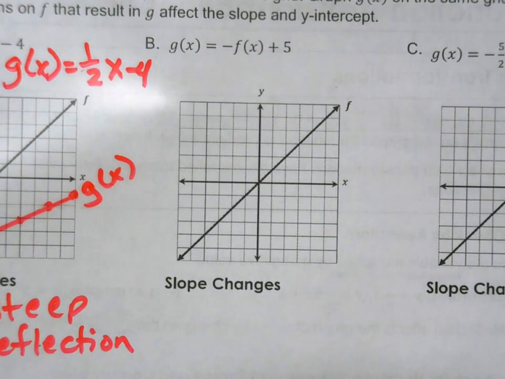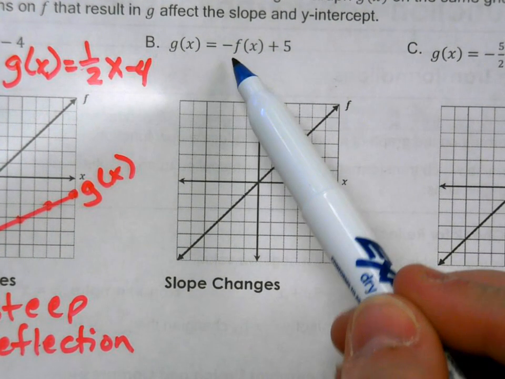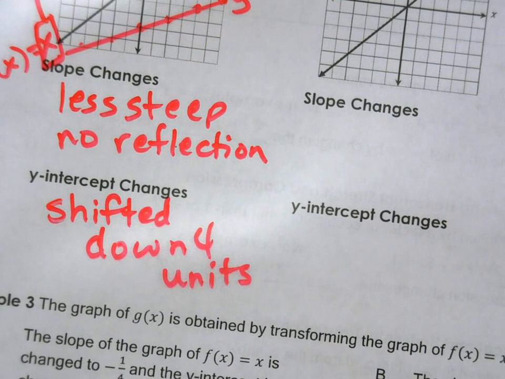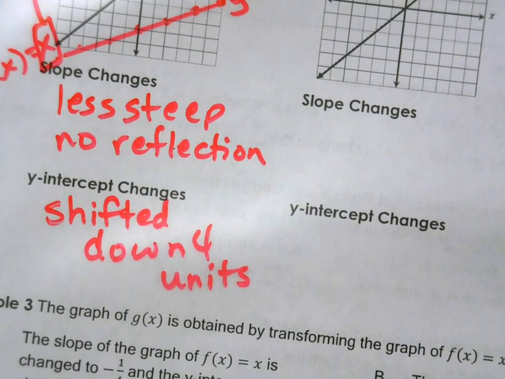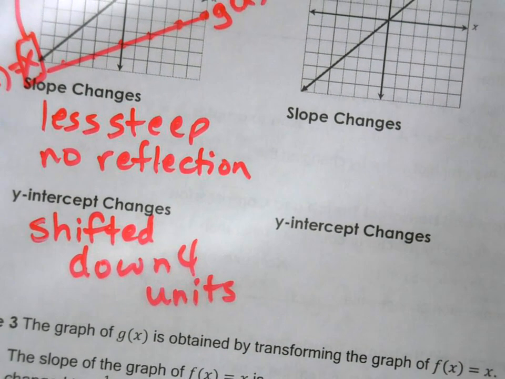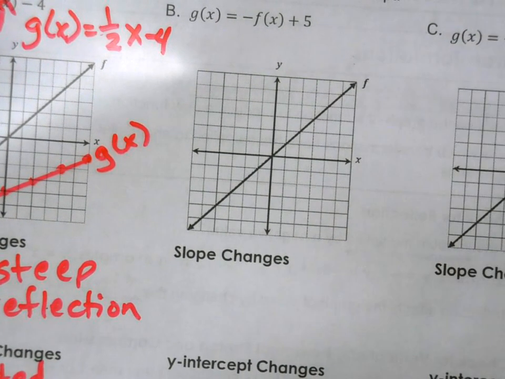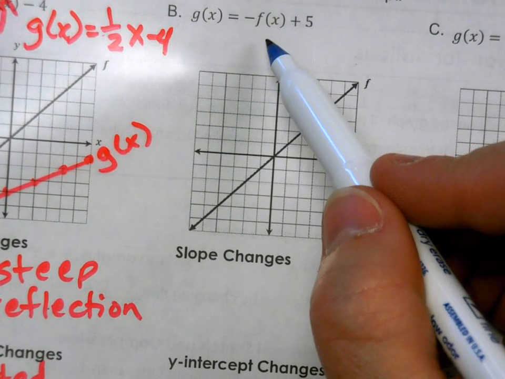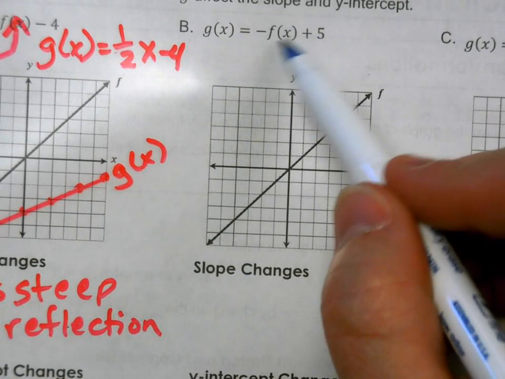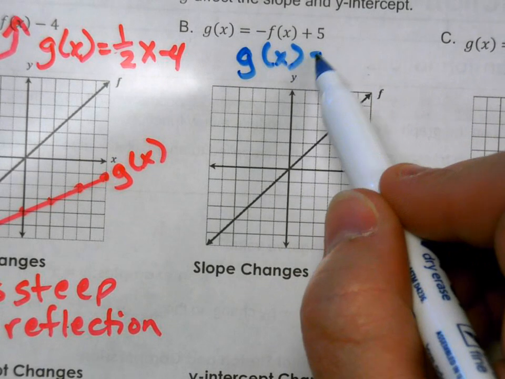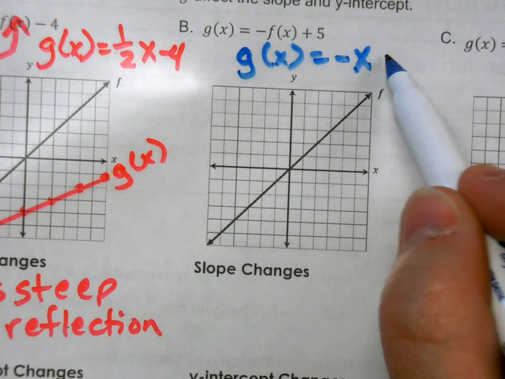Okay. So this next one says g of x equals negative f of x plus 5. We've already got our original equation there, our original graph. So I'm going to do the same thing I did a while ago, and I'm going to replace my f of x with just an x. I'm going to rewrite it. g of x equals negative x plus 5.